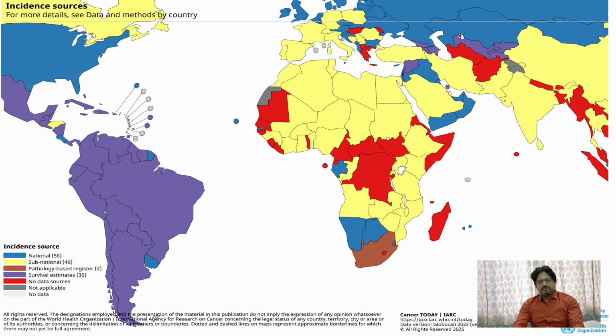This is the heat map, where you can see the distribution of the incidence source. For the calculation of incidence, we need a data source. If you see in the left lower corner, the incidence source is written as national or subnational level. Grey is the no data source. If you see for our Nepal, we do not have a good incidence data source to derive the actual incidence of a disease in Nepal.